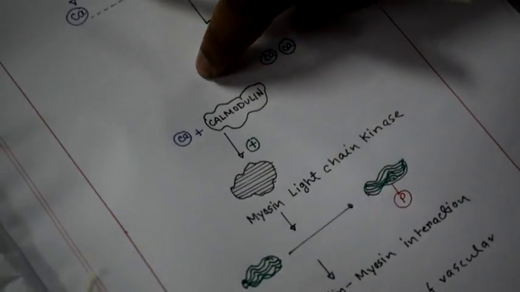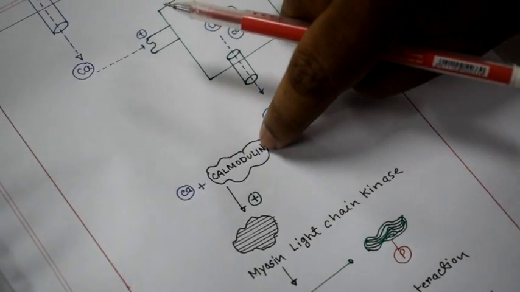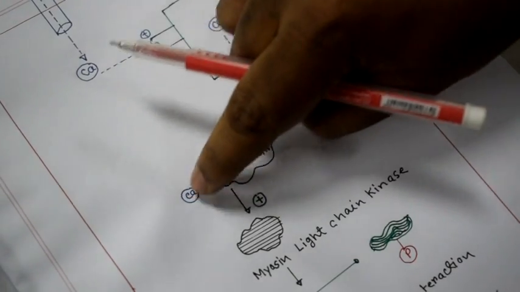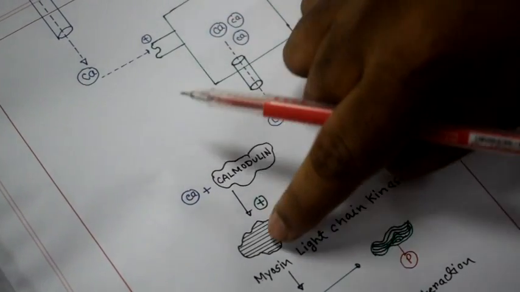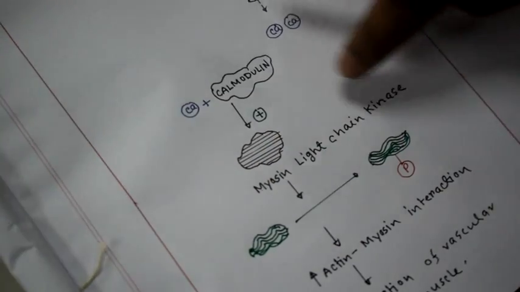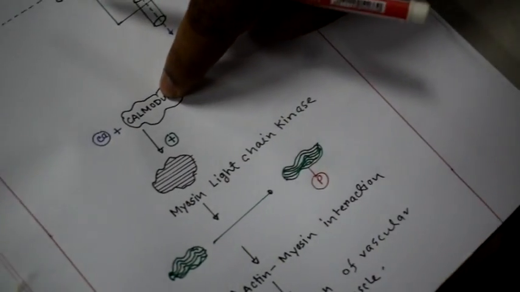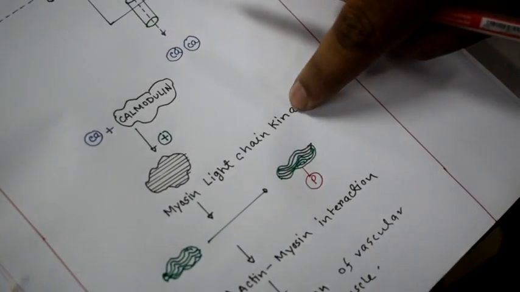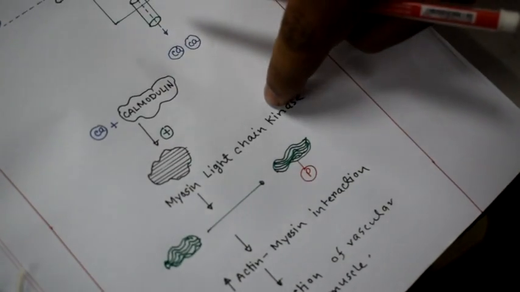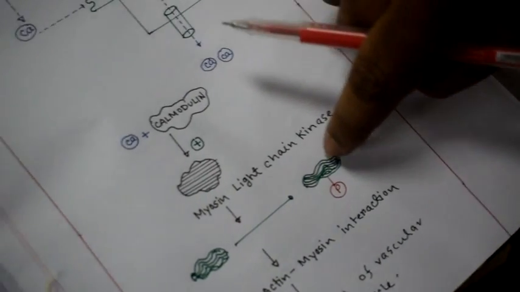Then this calcium ion forms a complex with calmodulin and forms the calcium calmodulin complex. This calcium calmodulin complex activates a protein called myosin light chain kinase. You can see calcium calmodulin complex activates myosin light chain kinase. What is the function of a kinase? The function of a kinase is to phosphorylate its target protein.